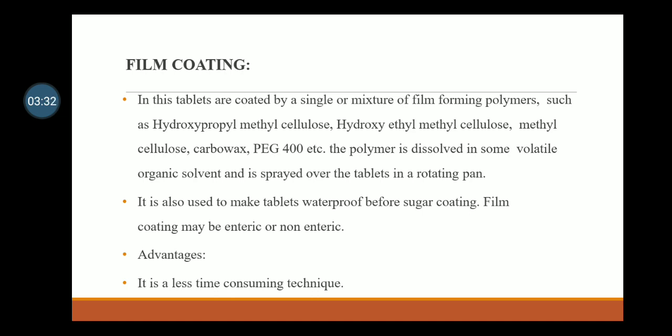Film coating. In this, tablets are coated by a single or mixture of film forming polymers such as hydroxypropyl methyl cellulose, hydroxyethyl methyl cellulose, methyl cellulose, carbowax, PEG 400, etc. A polymer is dissolved in some volatile organic solvent and is spread over the tablet in a rotating pan. It is also used to make tablets waterproof before sugar coating. Film coating may be enteric or non-enteric.